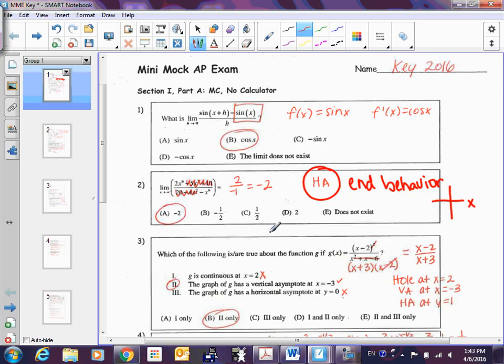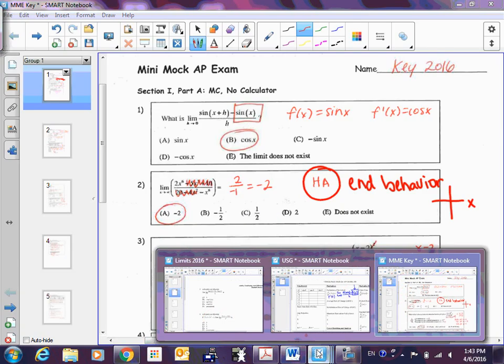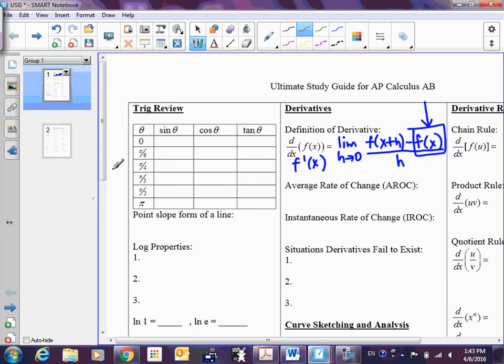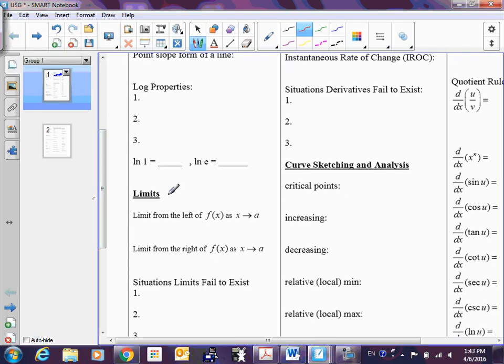There's nothing on your green sheet for this because I find students tend to remember this pretty well. But if you're like, I don't remember it that well, then you may want to put something on your green sheet. Here's just a suggestion. Maybe right here by the word limit, give yourself a reminder: limits as x approaches infinity are the same as our horizontal asymptotes.